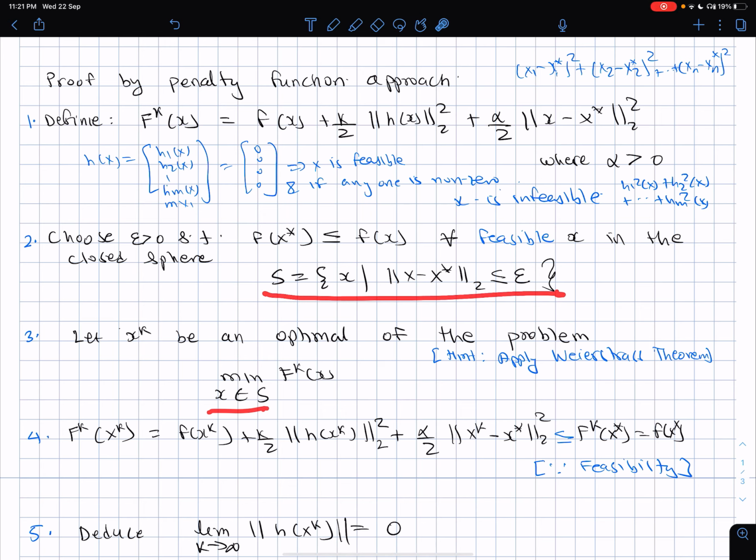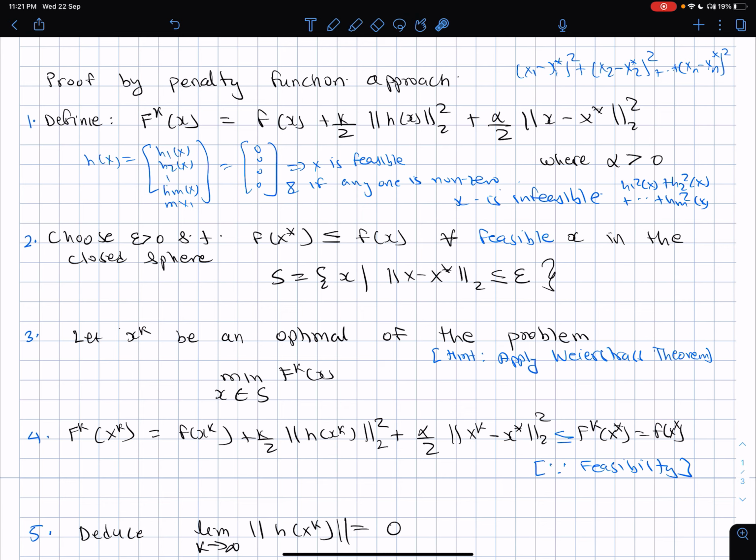This is the set S. Again, this is another constrained optimization problem, mind you. It is still not an unconstrained optimization problem because x has to be restricted to being within this sphere. So we look at this constrained optimization problem, and I am saying let xk be the optimal to this. How can I say that xk is optimal to this?